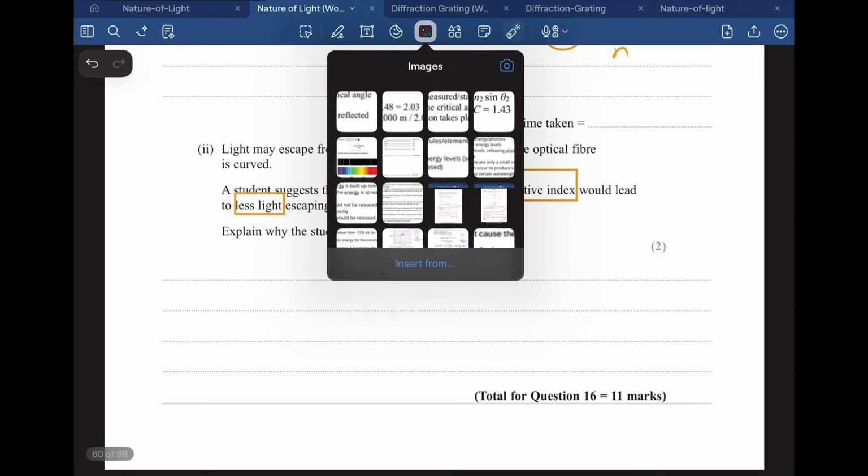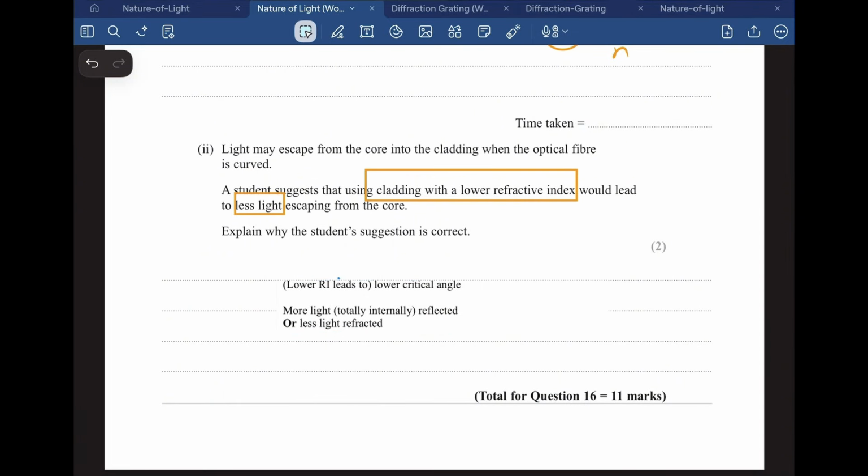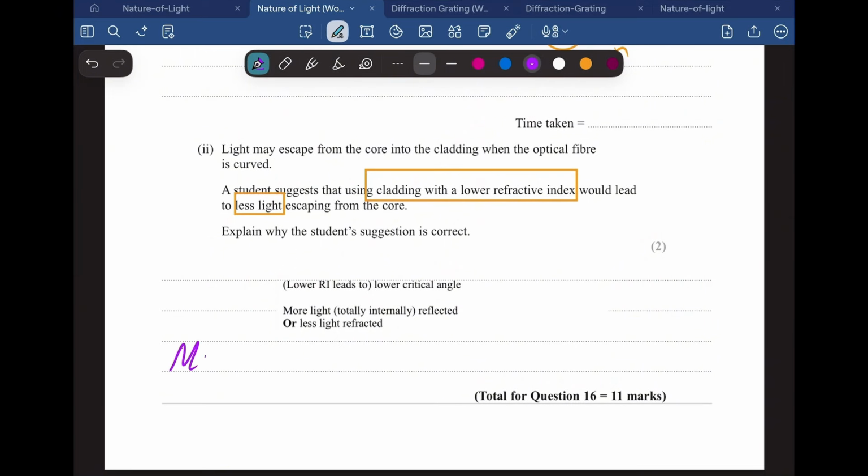So these are going to be our explanations. Lower refractive index leads to lower critical angle. So more light totally internally reflected, less light refracted. And another thing that you can write is more of the incident light will hit the boundary at an angle greater than the critical angle. You don't need the third line, but I'm writing it to make things a bit easier for you.